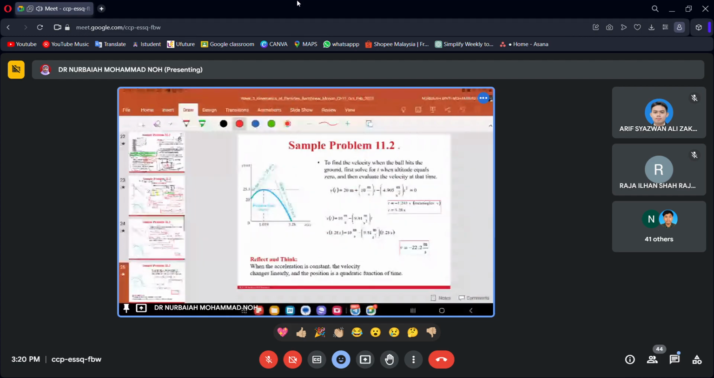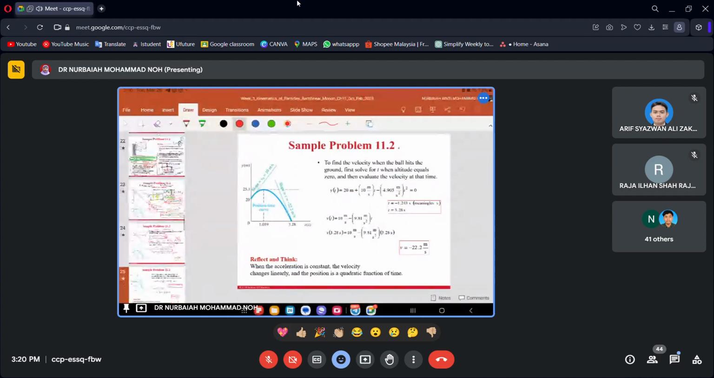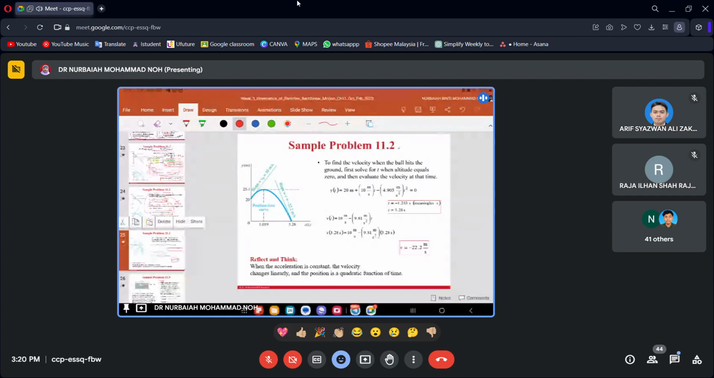All right. Okay, next. The next question asks you to find the velocity when the ball hits the ground. Mana gambar dia tadi, bila ball tu hit the ground. Berapa velocity dia. So basically sebenarnya kita fokus on this function. Berapa velocity dia apabila dia hit the ground.